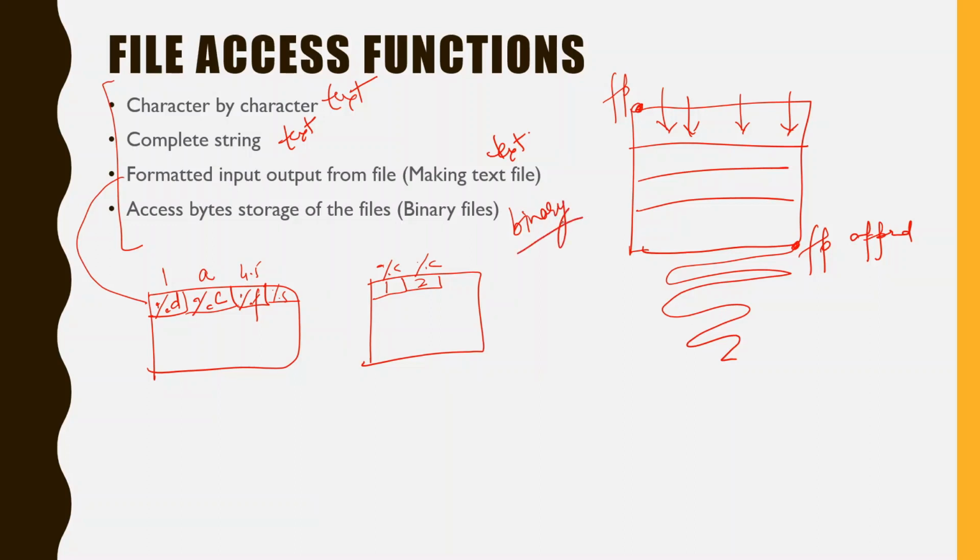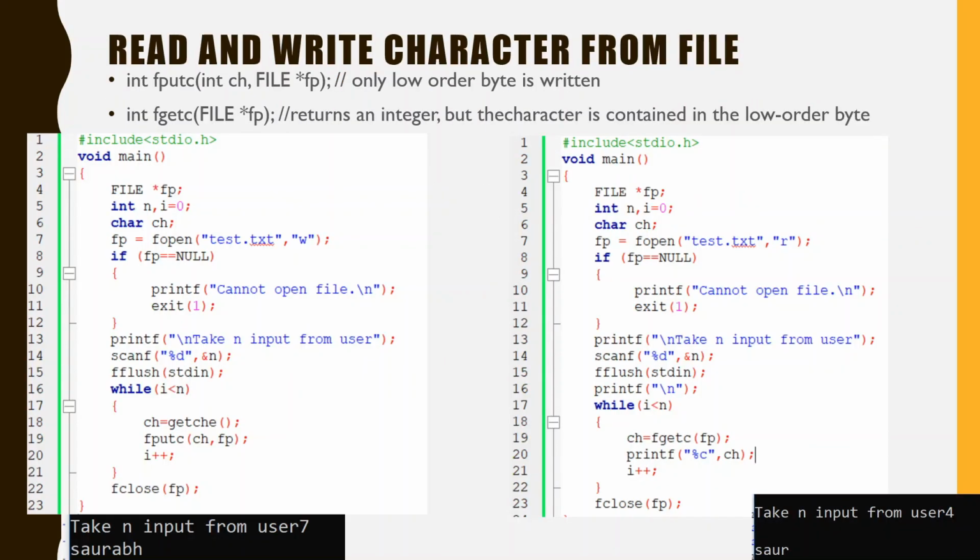In binary mode, all the data is treated as a collection of bytes. Either a block of bytes is written to the file, or some block of bytes is read from the file. In this way, we will see the different functions available in file handling in C programming to do file access in these modes. First of all, we will see how to read and write a character from a file.